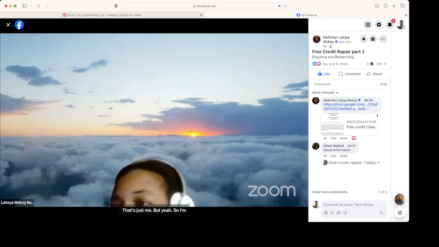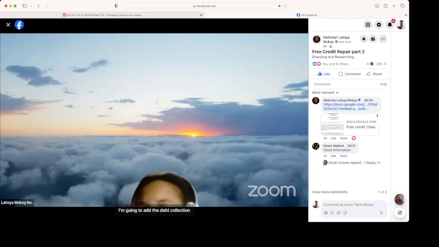So I'm gonna add an inquiry on this template, and then I'm gonna add the debt collection, and then yeah, that's it. So if you were in the Zoom, you got it. If you weren't, out of luck. Should have been on the Zoom.